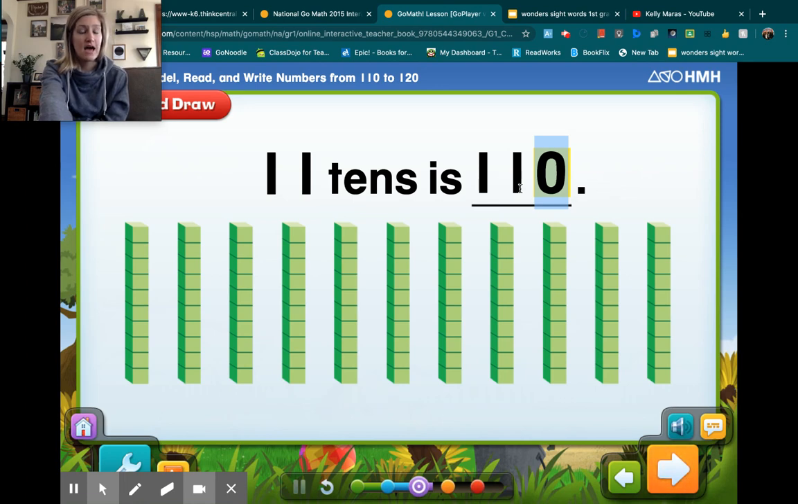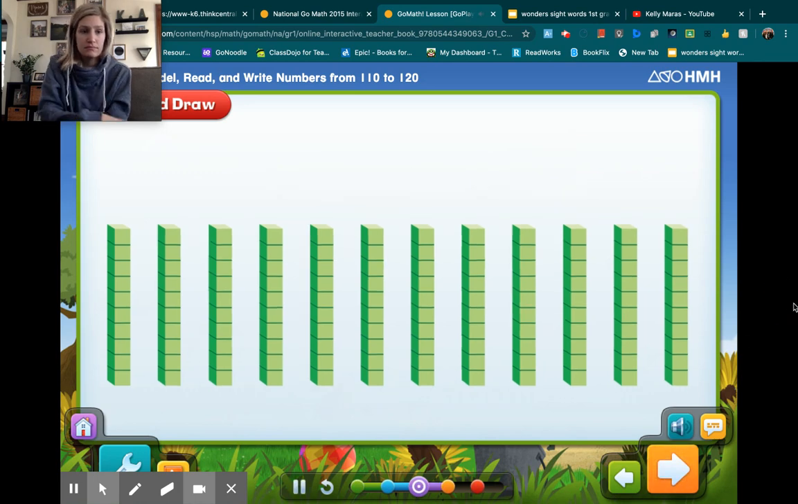So 11 tens and 0 ones makes the number 110. How many tens blocks does this model show? Let's count.